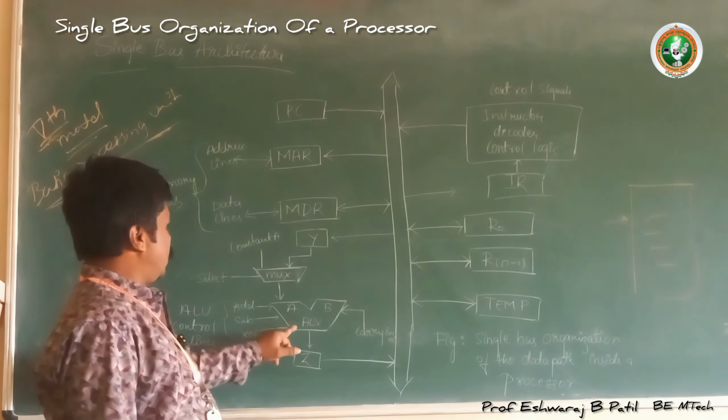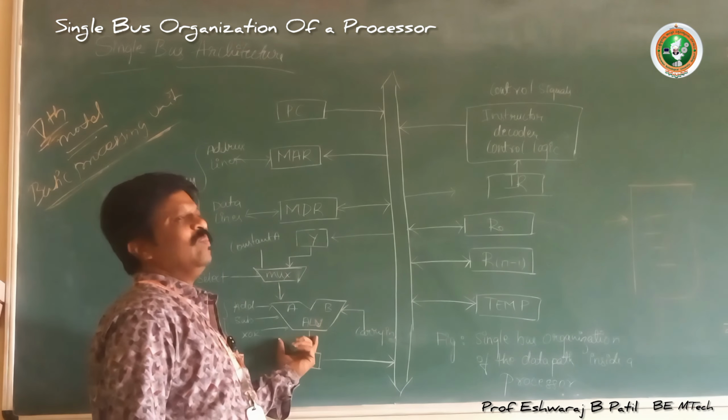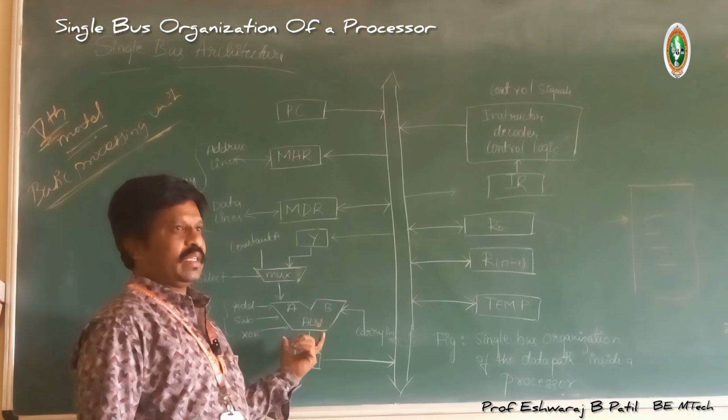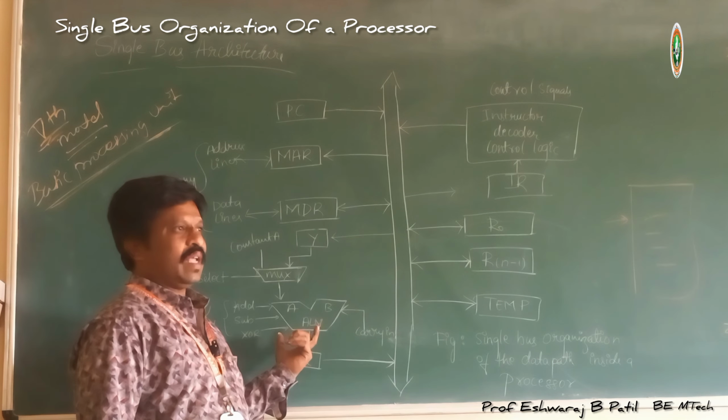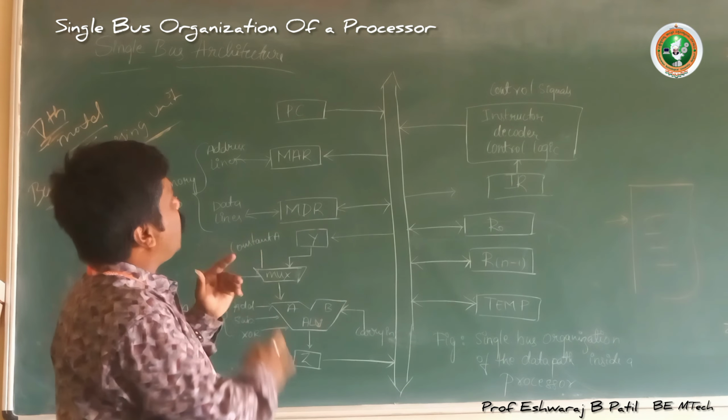Okay, next this is the ALU. ALU is nothing but the arithmetic logic unit. It will perform arithmetic and logical operations such as addition and subtraction, and also logical operations such as AND, OR and so on.